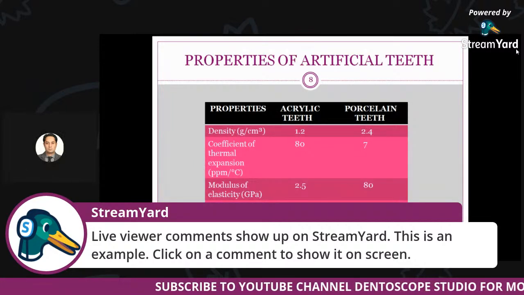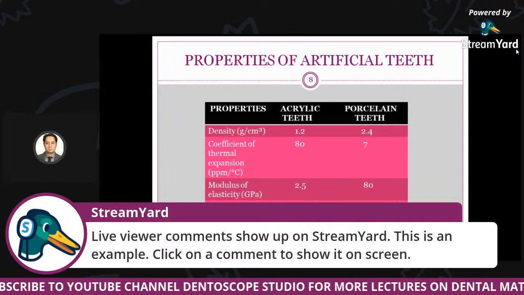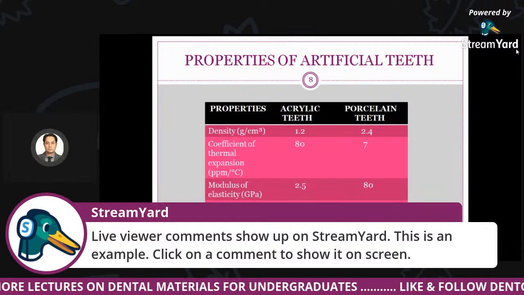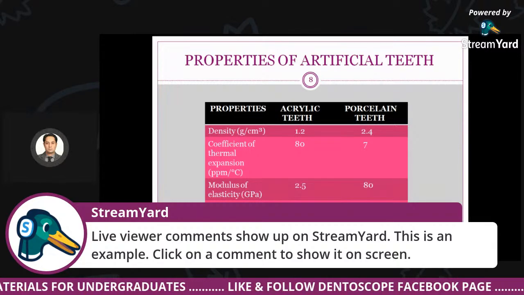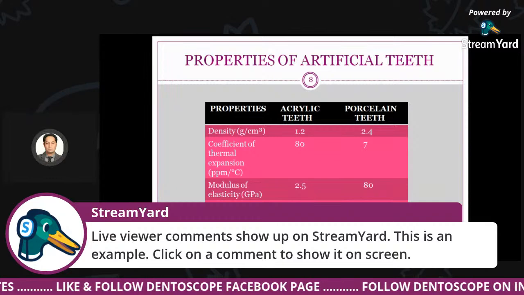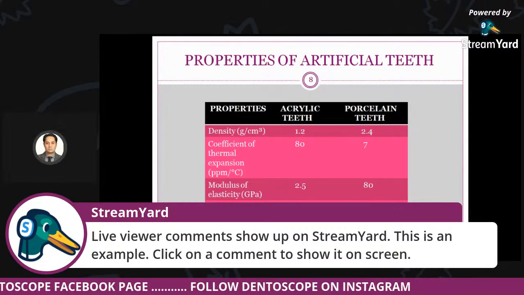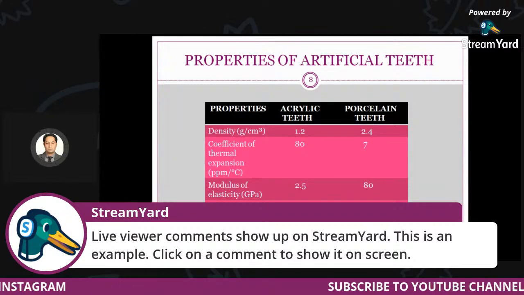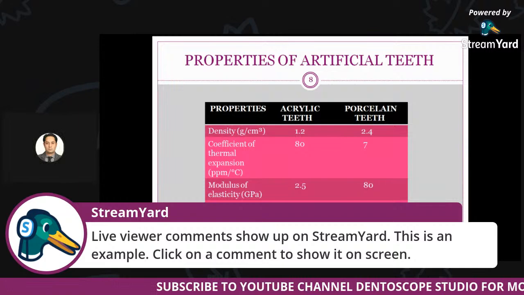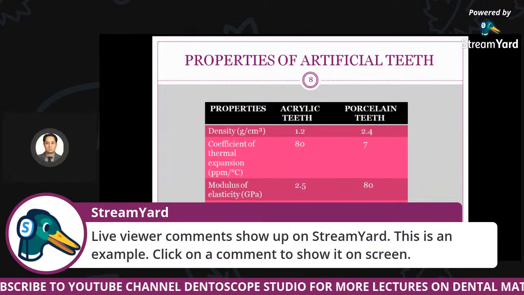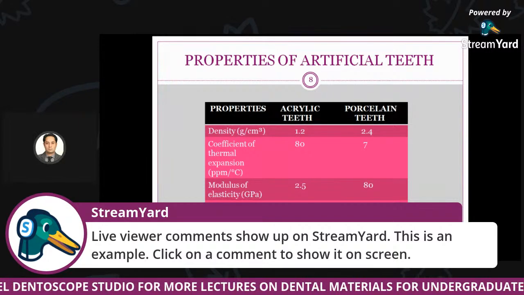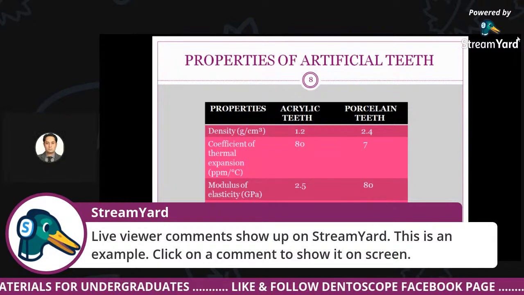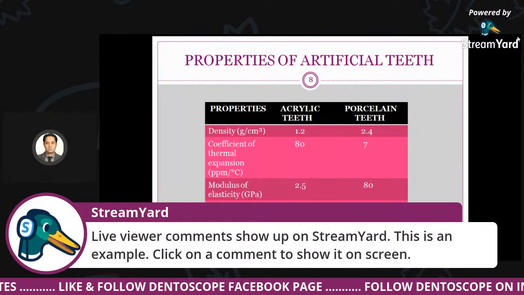Well, this table shows you some of the comparison of properties between the acrylic teeth and the porcelain one. We can see a marked big difference in the values of density, coefficient of thermal expansion, modulus of elasticity, and hardness. Just a comparison, you can see a lot of difference, and I'm going to explain it in the coming slides so that you can easily understand why the difference is so high.